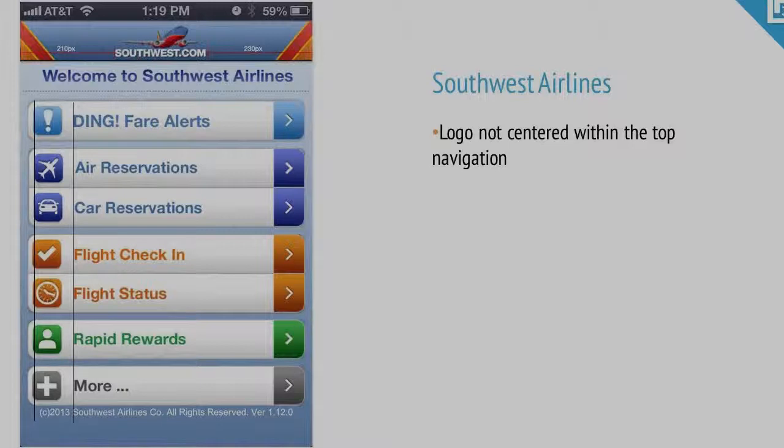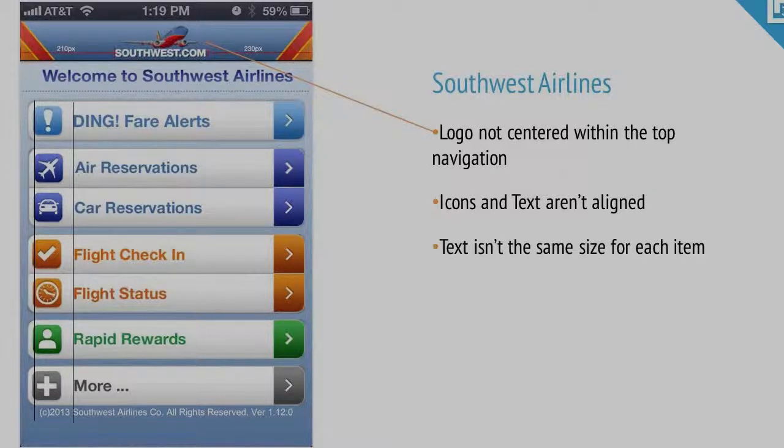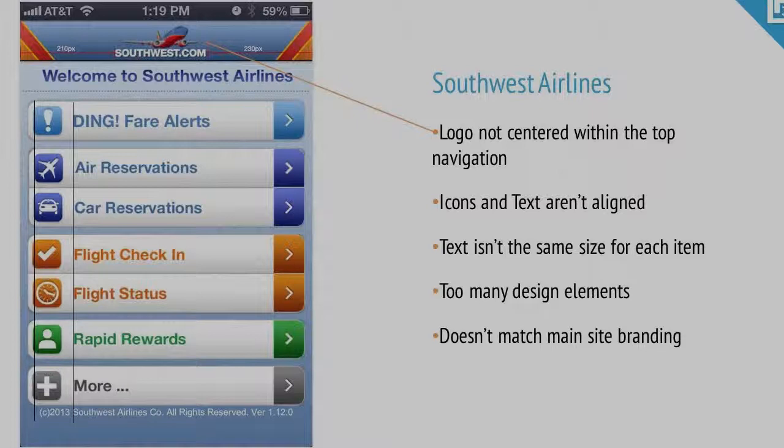But the logo is not centered on the top navigation. As you can see, I've demonstrated there's 210 pixels on the left-hand side and 230 pixels on the right. That creates some sort of unevenness. And also, if you look on the left-hand side, there's a small line here. You can't really tell that much, but the text and the icons are not aligned, and there's not the same text size for each of these items. I didn't really discover this until I looked at them more in depth in the Photoshop document.